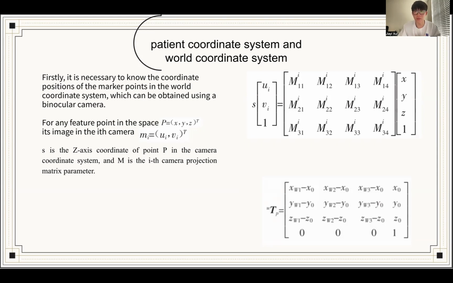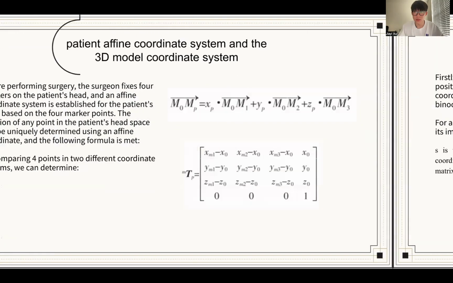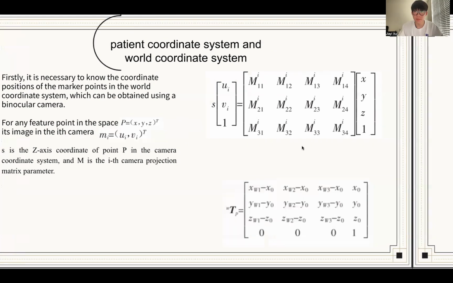After we have the position of our patient in the world coordinate system, this becomes the same problem as we talked about before, which is the patient and 3D model. Now we can do the same thing here, so we can similarly get the transformation matrix.